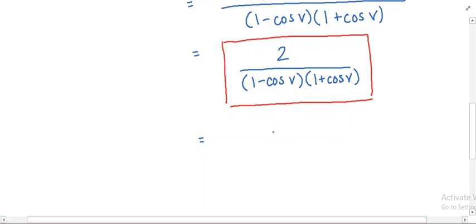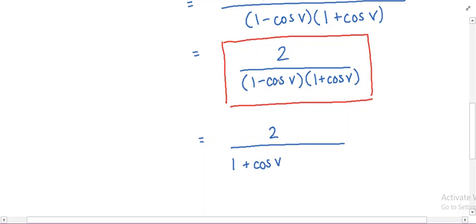If you want to simplify further, you can. Again, directions are going to be vague. How far do I have to take this? As long as you do what the directions say and simplify within reason, you're good. But if you wanted to multiply out the denominator, you can do that. You're going to have to FOIL. So 1 times 1 is 1, and then do the outer terms. 1 times the cosine of v is positive cosine of v.